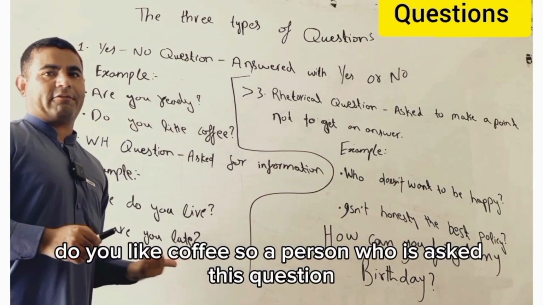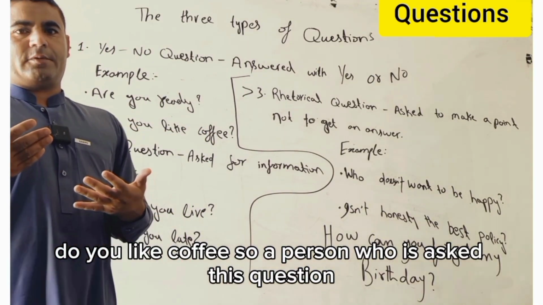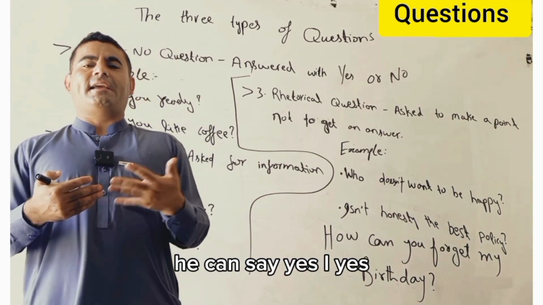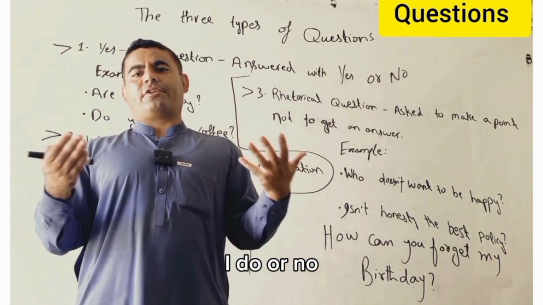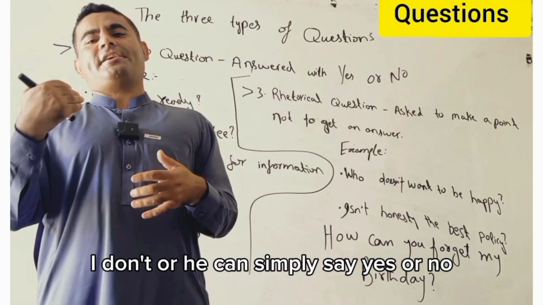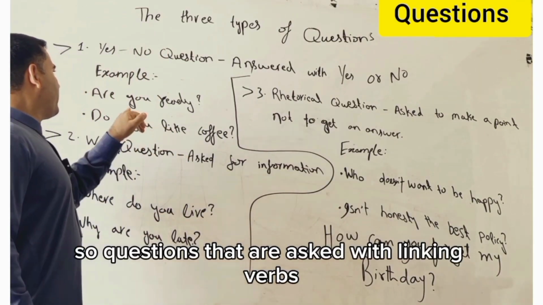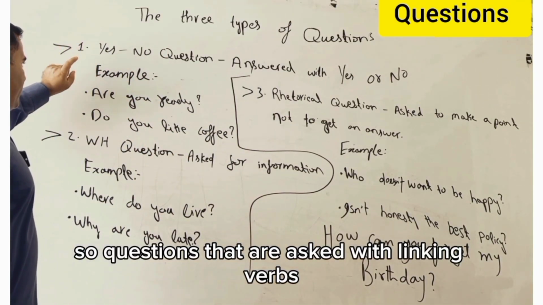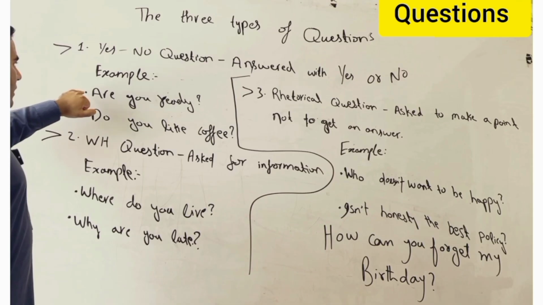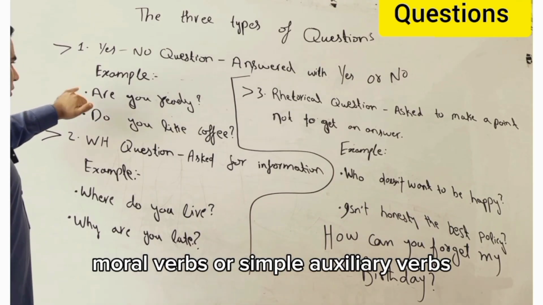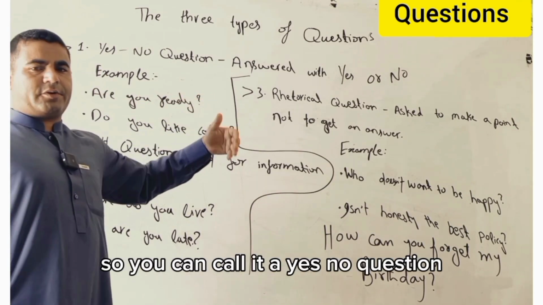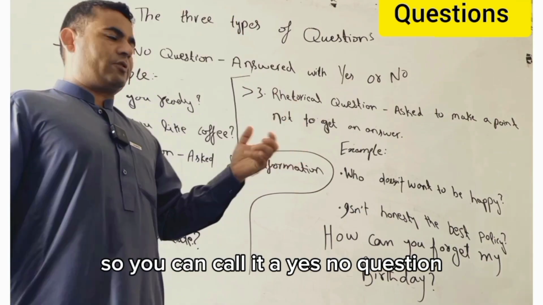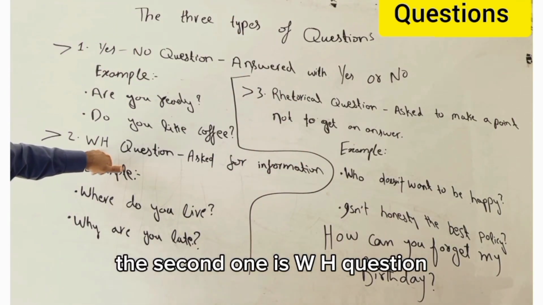Look at the second question. Do you like coffee? A person who is asked this question can say yes, I do, or no, I don't. Or he can simply say yes or no. So questions that are asked with linking verbs, modal verbs, or simple auxiliary verbs, you can call it a yes, no question.